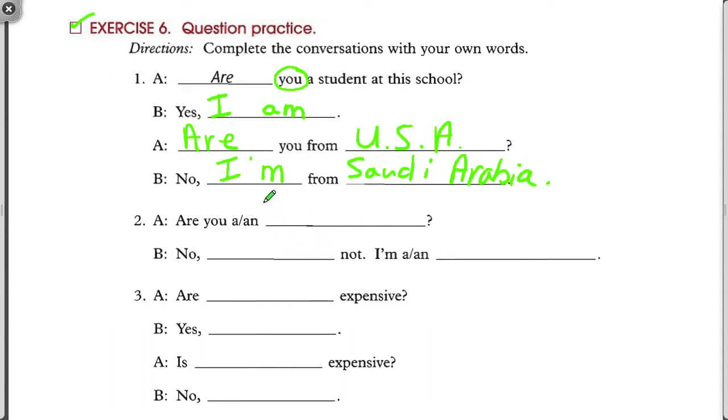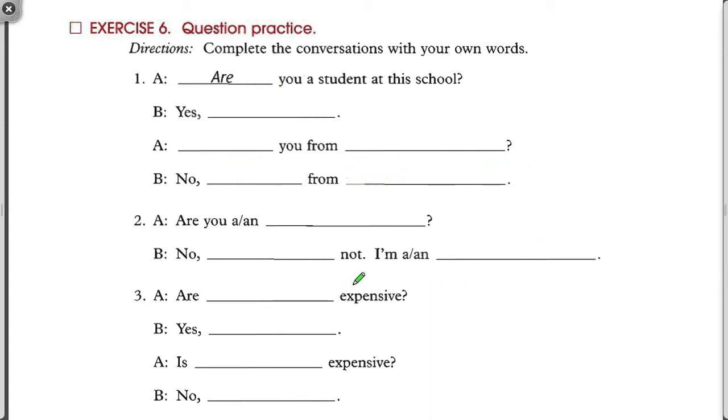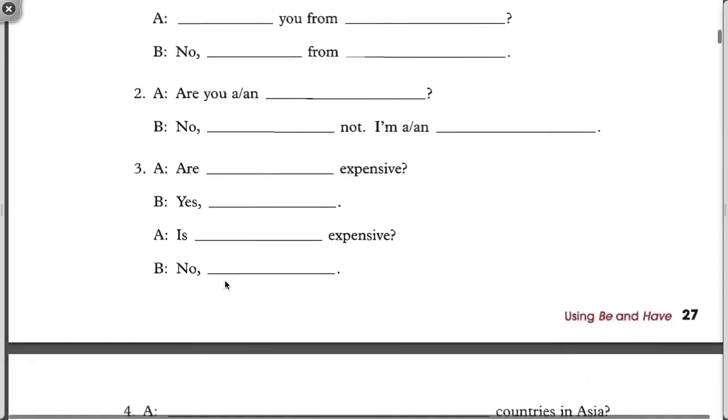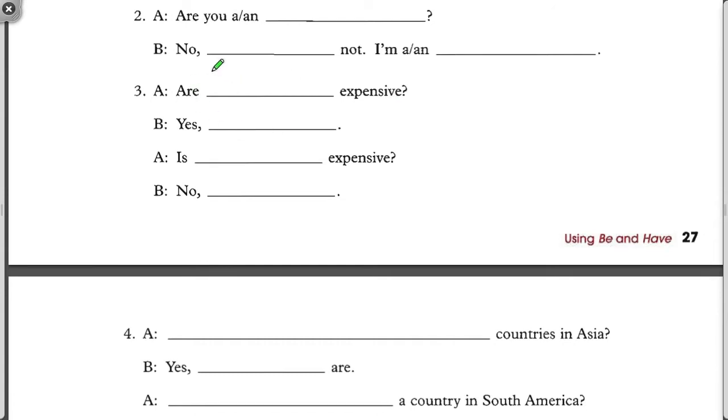Are you... what do you think we should put here? Are you a man? No, I'm not. I'm a woman. Of course, you can put what you want there. Let's see, what should we put here? Some kind of a car, like an SUV. Are SUVs expensive? Yes, SUV, sports utility vehicle. Okay, let's just put that. Is that expensive? No, it isn't.